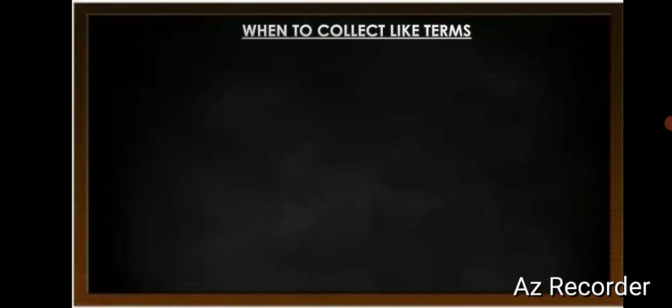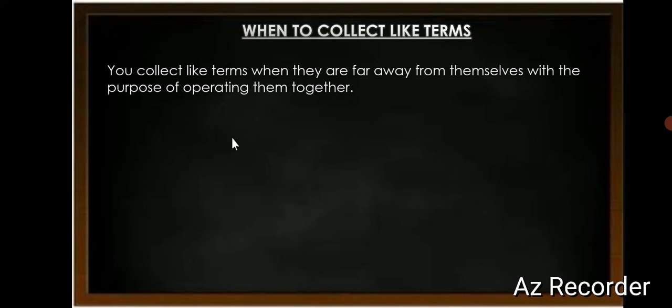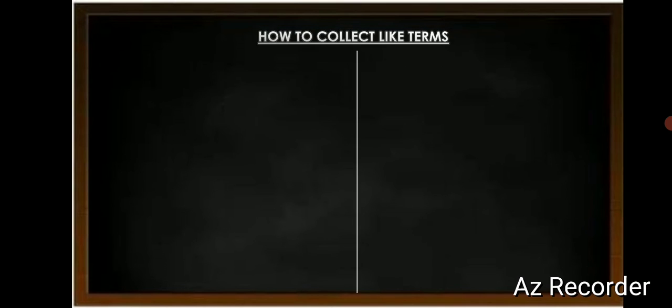Okay, so now the question is when to collect like terms. We are moving to the second scope item. You collect like terms when they are far away from themselves, with the purpose of operating them together.